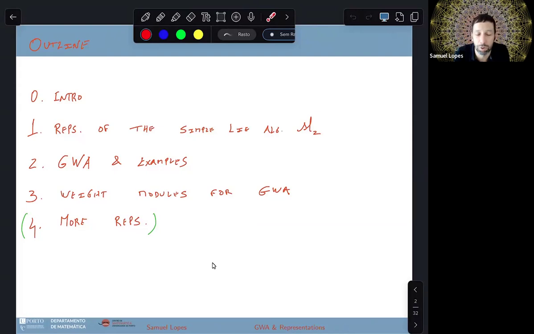Then I will move on to talking about generalized Weyl algebras, defining them, discussing some properties, giving a lot of examples and constructions, and then finally move on to weight modules for generalized Weyl algebras. And if time allows, this is for the whole lecture series, not for today, I will discuss other types of representations for generalized Weyl algebras. But this really depends on the time that we have.